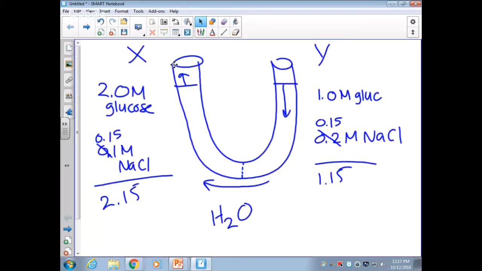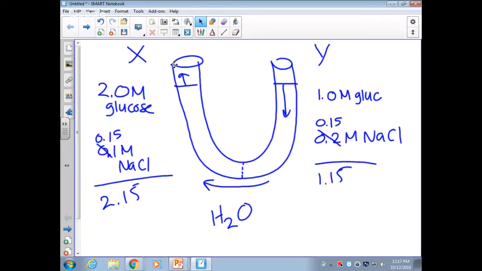That is false. Tell me why that is false. Jacob? Because when the water does osmosis to the other side, it increases the amount of solvent, which decreases the amount of solute, and that decreases concentration. Yes. Because water is going to move from side Y to side X, it's going to actually change these molarities.